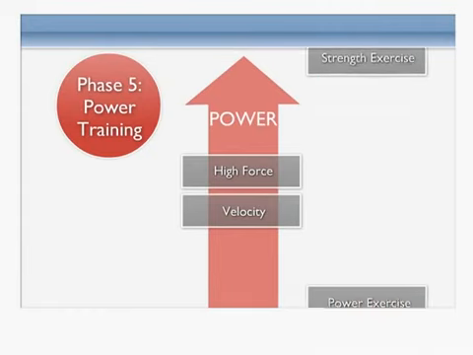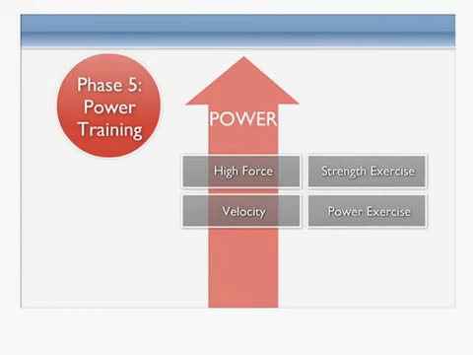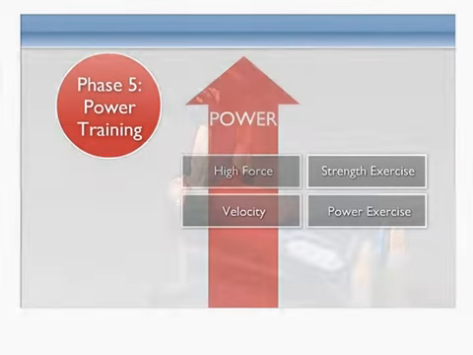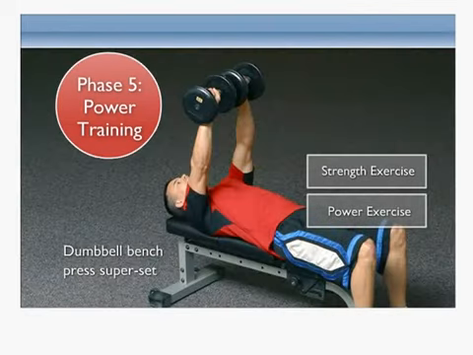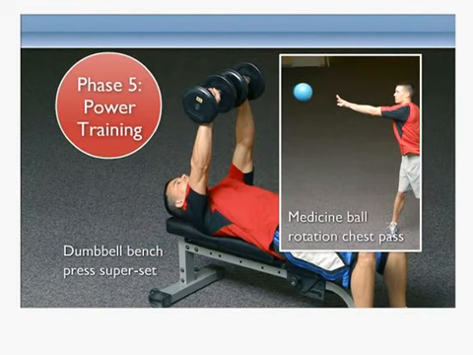This is accomplished by supersetting a strength exercise with a power exercise for each body part, such as performing a dumbbell bench press superset with a medicine ball rotation chest pass.